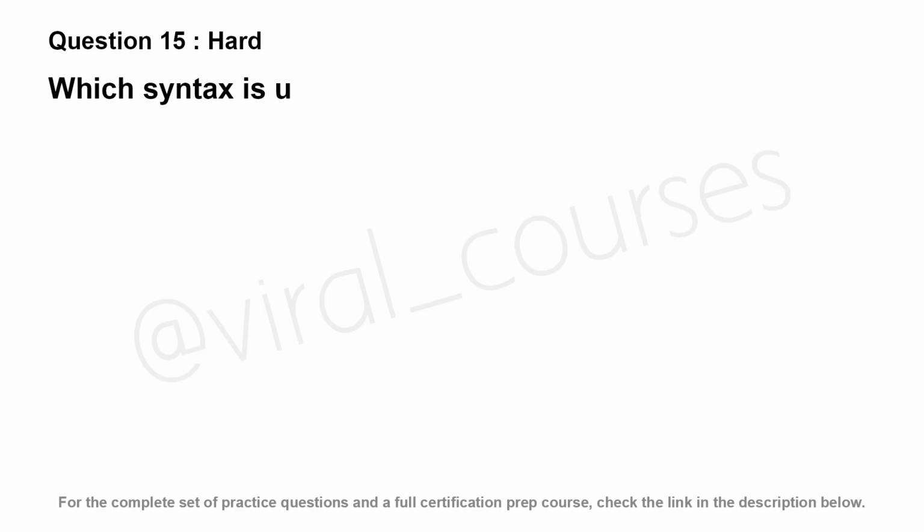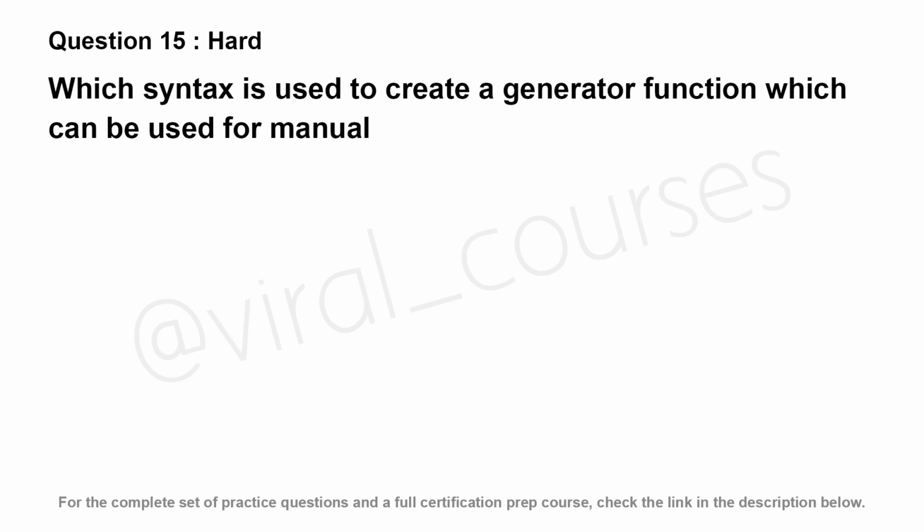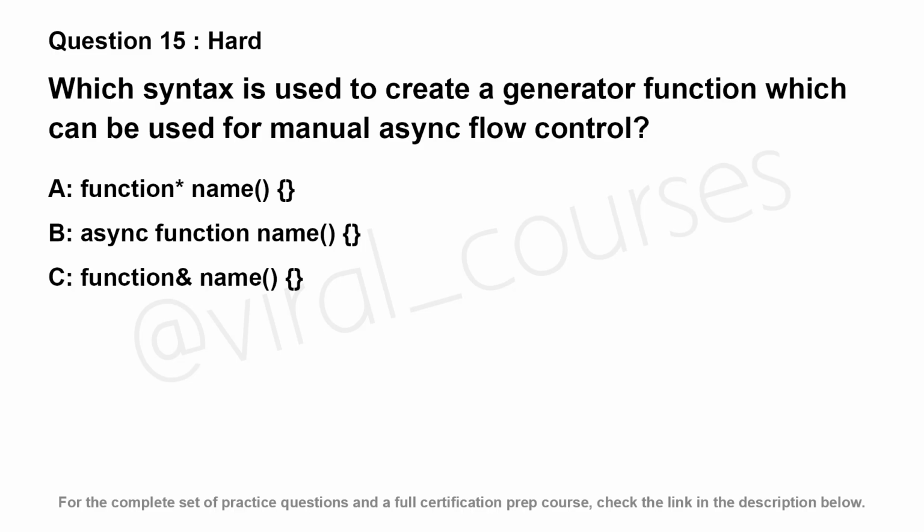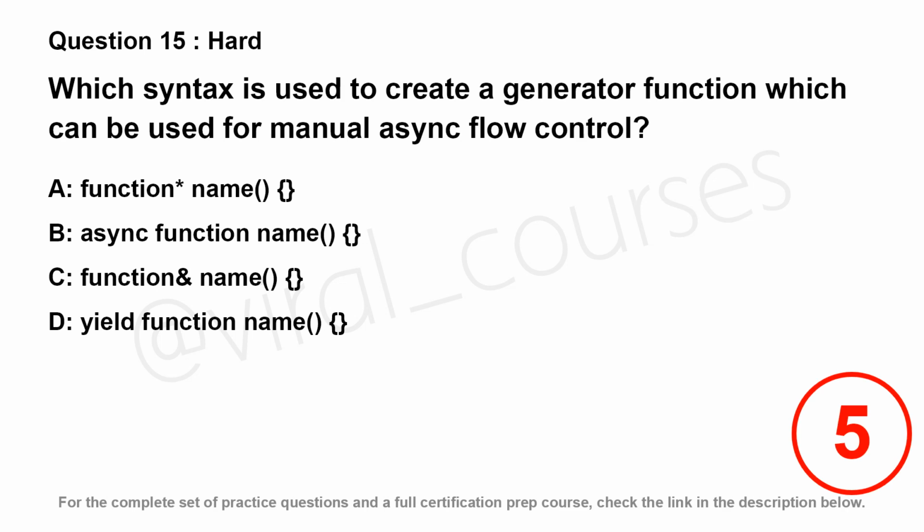Which syntax is used to create a generator function which can be used for manual async flow control? Option A. function name() {}. Option B. async function name() {}. Option C. function* name() {}. Option D. yield function name() {}.